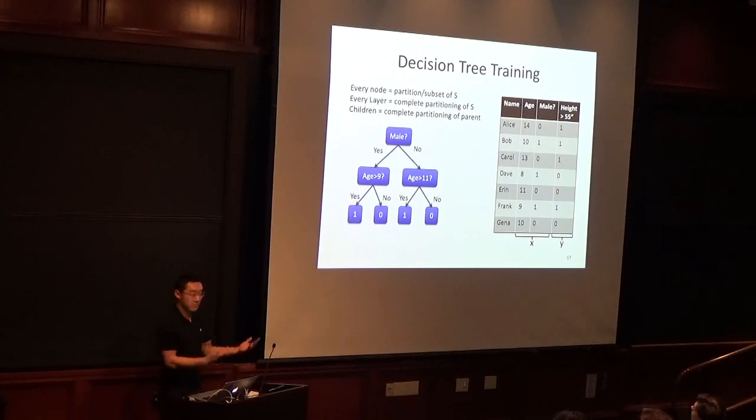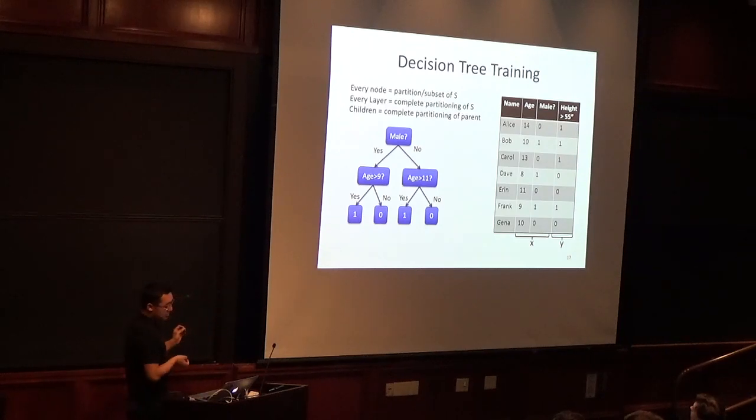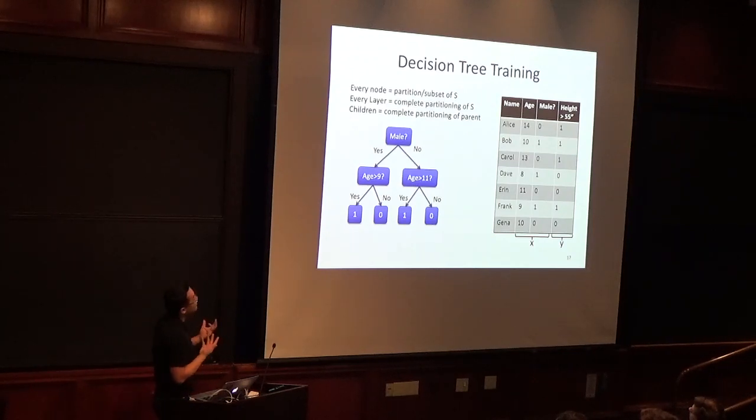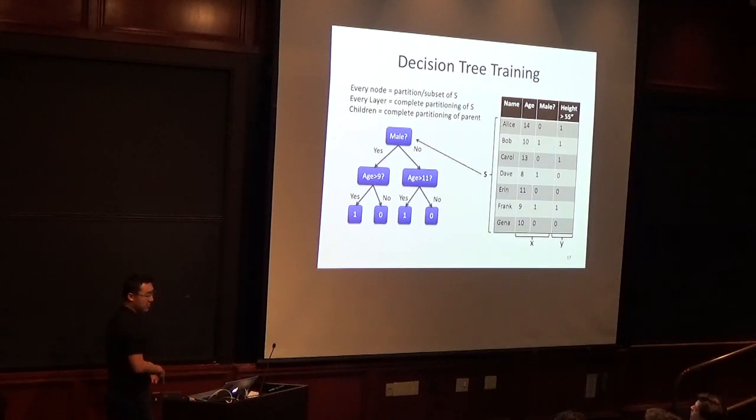So imagine you had a training set, in this case supervised. How do we train a decision tree? There's a few things to first understand conceptually. Every node in a decision tree corresponds to a partition or a subset of the training data. Every layer of the decision tree corresponds to a complete partitioning of the training data. All the children nodes of a parent node correspond to a complete partitioning of the training data associated with the parent. So for example, the root node is associated with the entire training set.